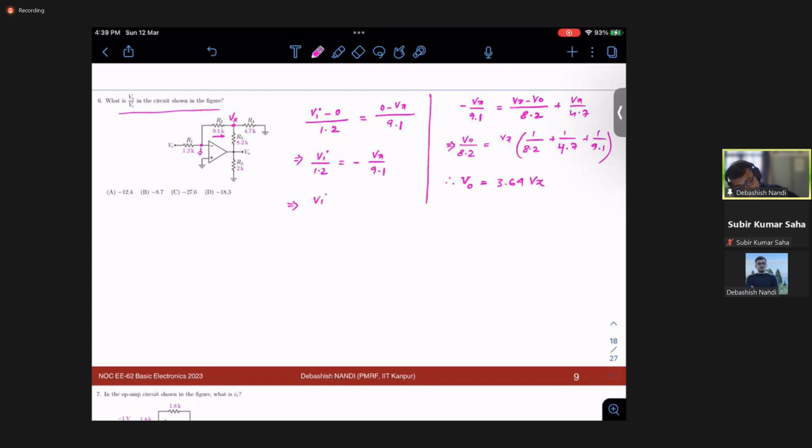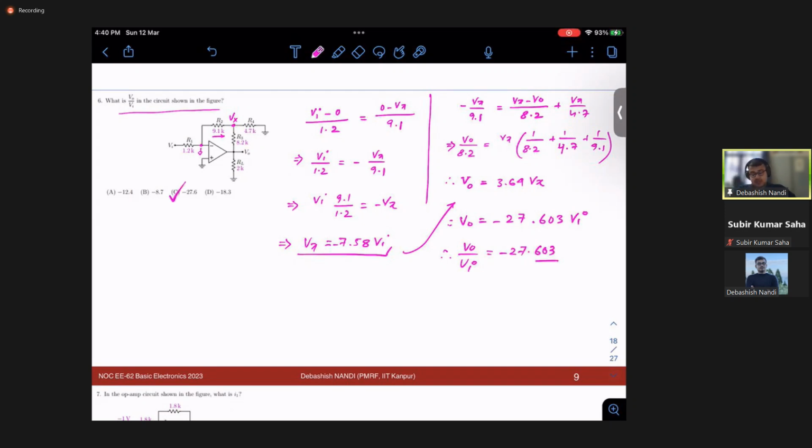Okay, so Vi times 9.1 by 1.2 is equal to minus Vx. So Vx is equal to minus 7.58 Vi. Okay, put it here. So your V naught would be this into 3.64, so minus 27.603 Vi. So your gain is nothing but minus 27.603. Okay. So this is your right option.